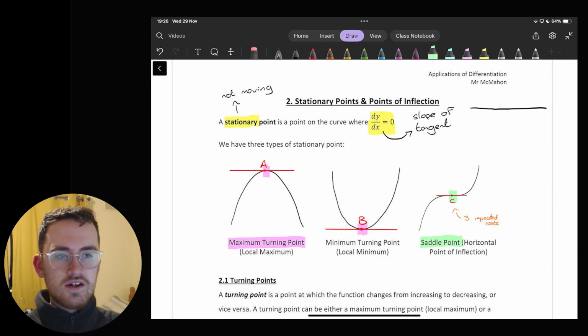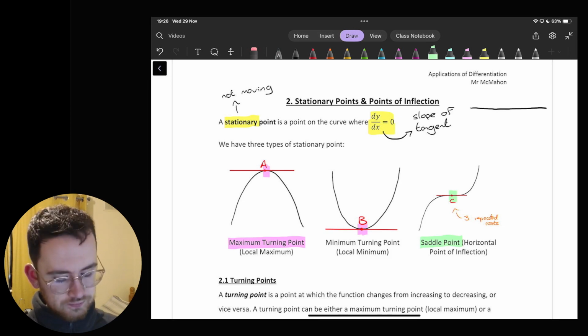So I've noted in there as well that that might be a point where the graph has three repeated roots, for example, if this was a cubic. But just knowing the difference there, that if we're asked for a stationary point, a saddle point is still a stationary point, the slope of the tangent would still be zero.